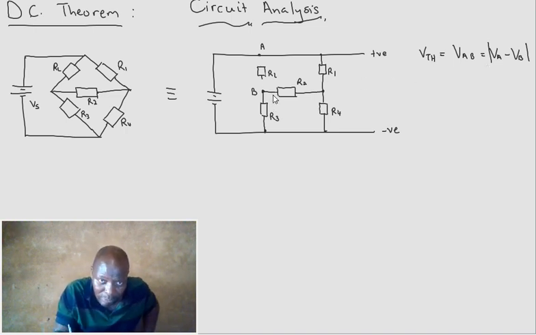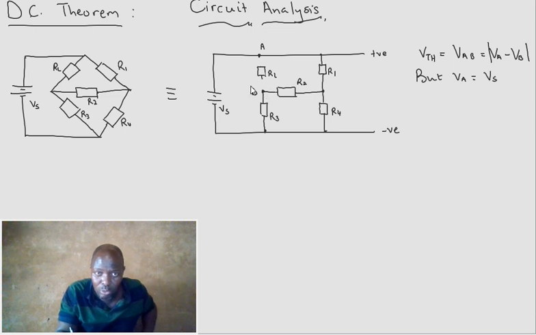Now, if you look at this, it means we have to work out VA and we have to work out VB. Lucky for us, we know VA. VA is equal to the supply. When you measure that point, the measurement is between that and negative, and that will give us the supply. That's easy, so VA is the supply. What we need to know is VB. How do we get VB?